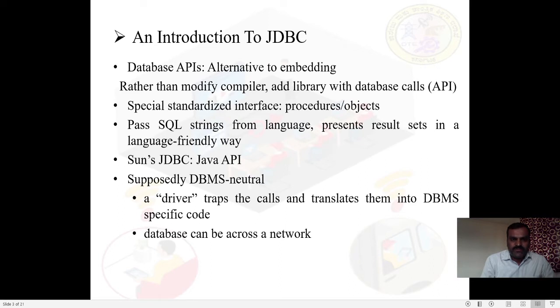Both ODBC and JDBC expose database capabilities in a standardized way to the application programmer through application programming interfaces. ODBC and JDBC database APIs are an alternative to embedding. Rather than modifying the compiler, they add a library with database calls, meaning APIs.